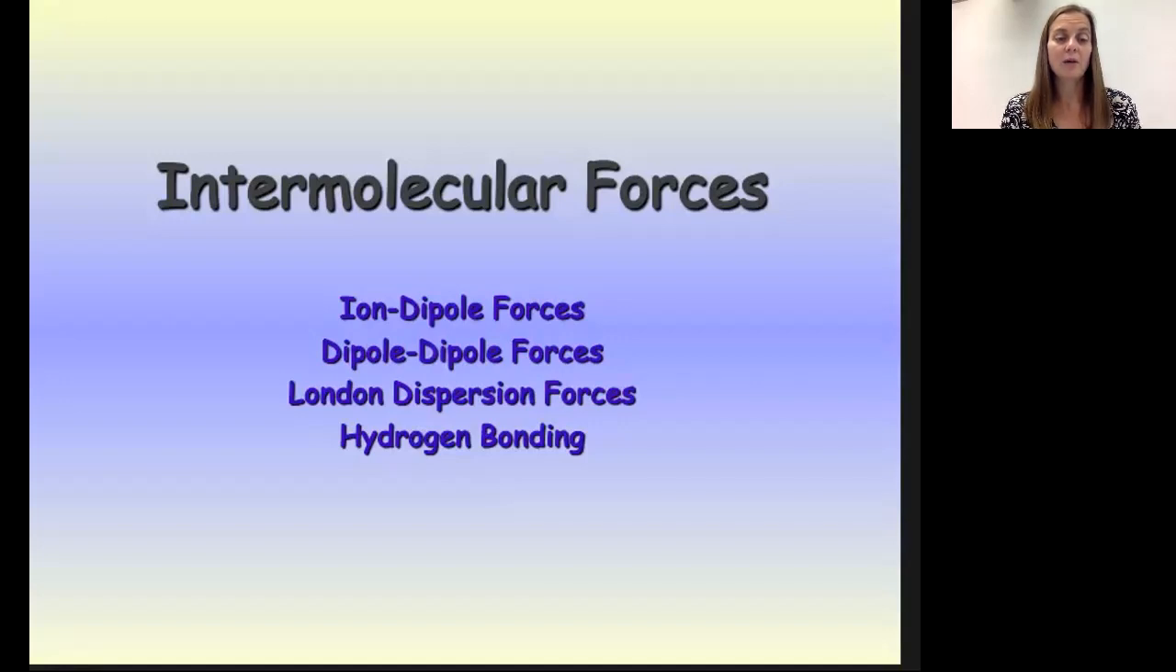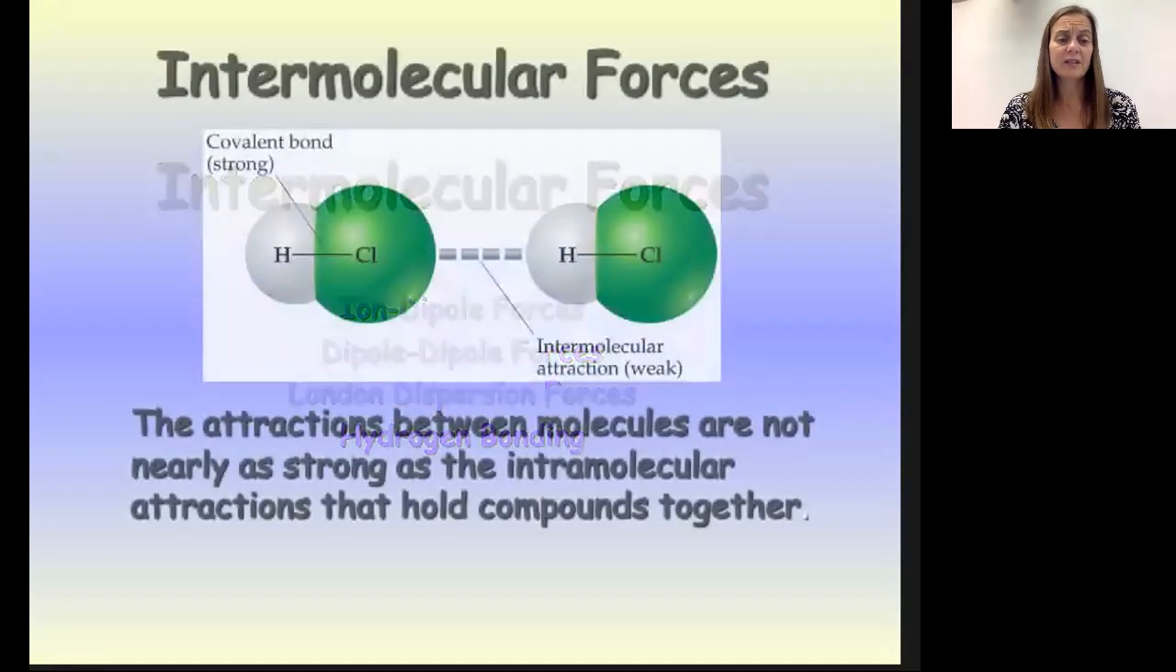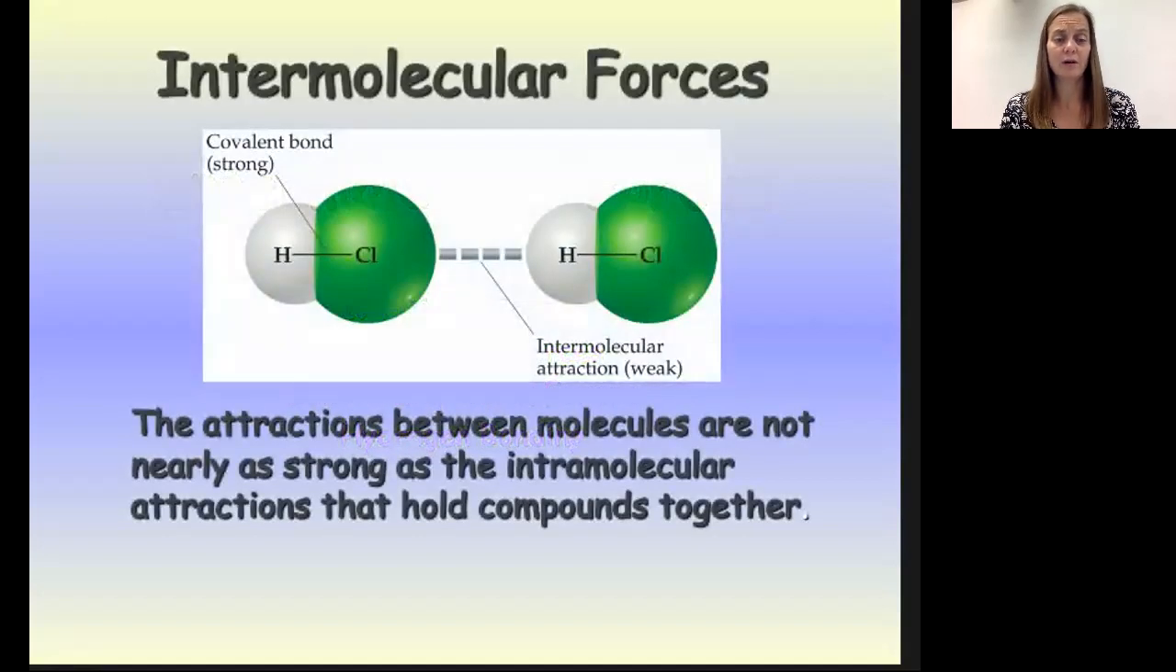And so we're going to talk about several different intermolecular forces today. We're going to talk about ion-dipole forces, dipole-dipole forces, London dispersion forces, and hydrogen bonding. But first, let's talk about what intermolecular forces are. These are those attractions between molecules.